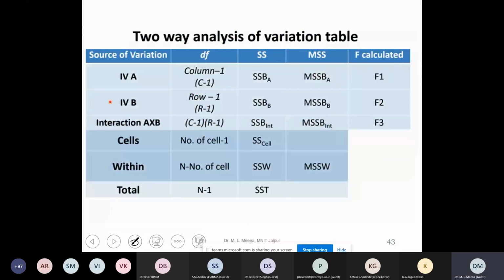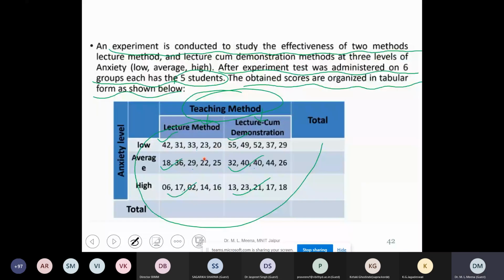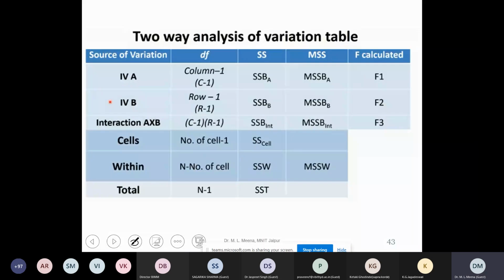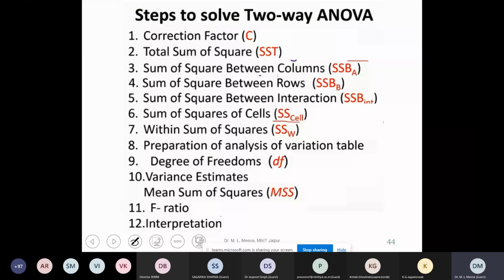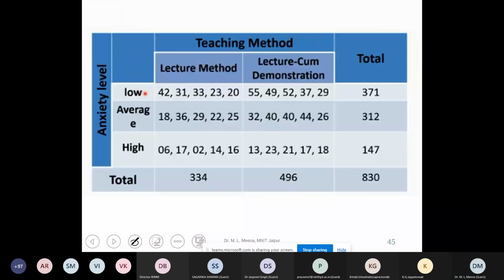First of all, this is the standard summary table for two-way ANOVA. First of all, find out the SSB. Before SSB, what is this? What is this? We can solve one by one. The first step is the correction factor. This is our problem table.